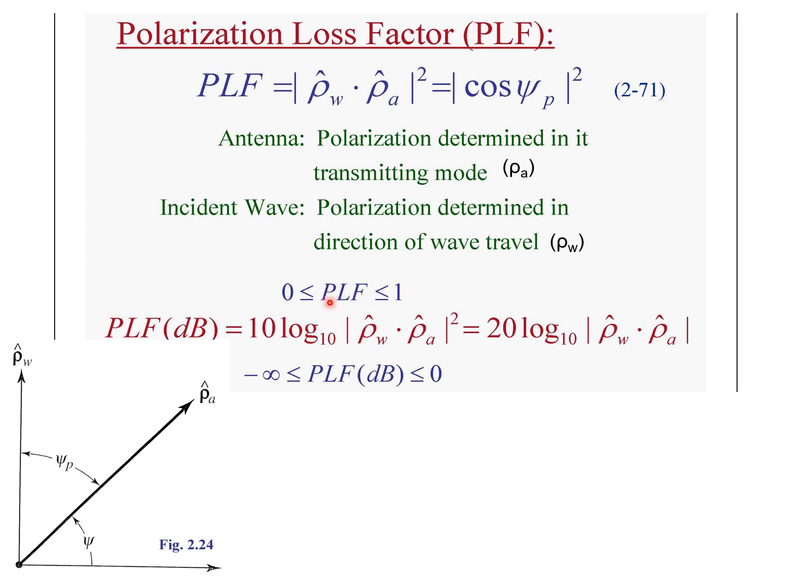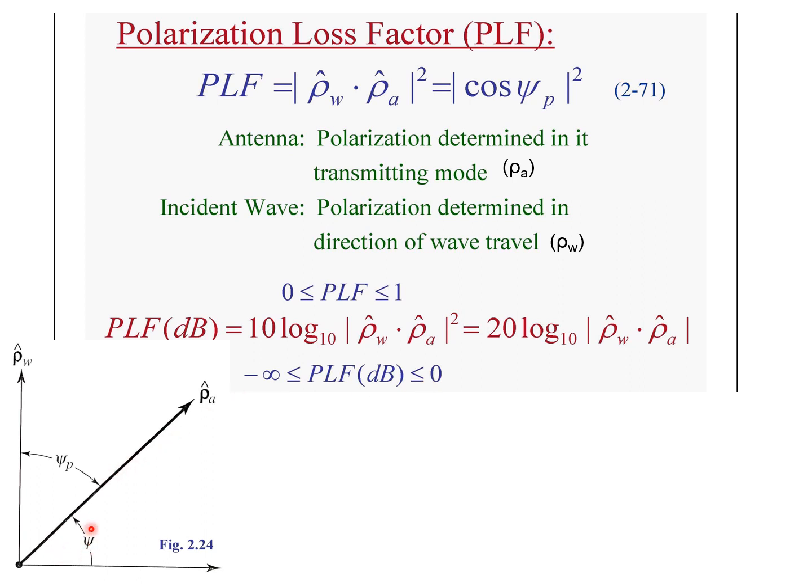So taking the dB, 10 log10 of that PLF: 10 log10 of 0, the log of 0 is infinity, so it will be minus infinity. And 10 log10 of 1, the log of 1 is 0, so on the dB scale it will be 0. So if the PLF in dB is 0, that means that there are no polarization losses, and the angles are shown here.